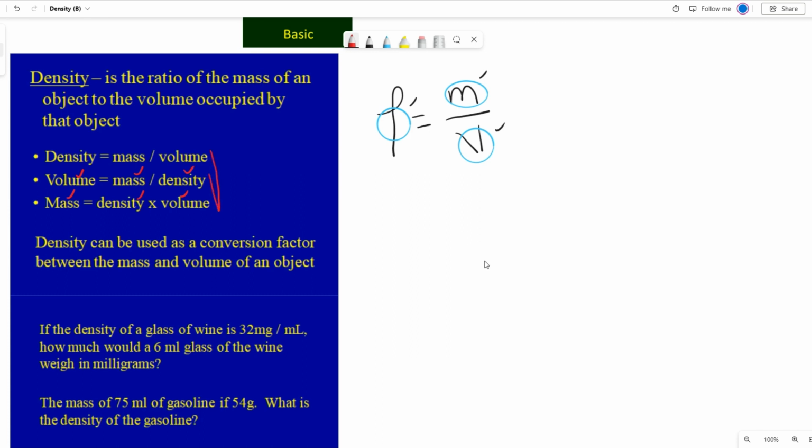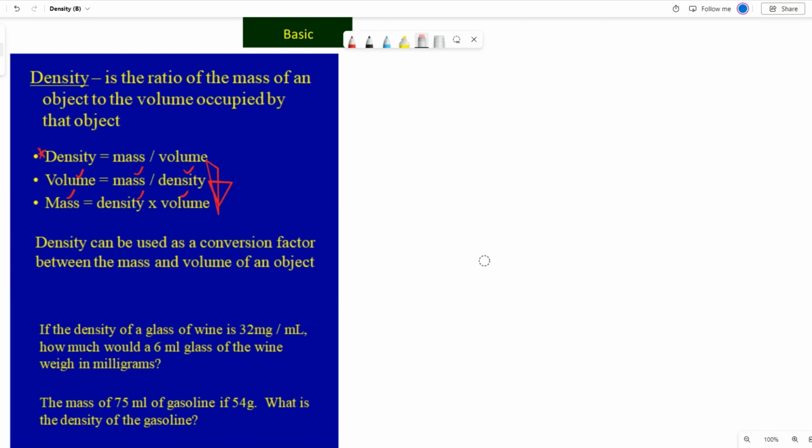Now, of these three formulas, the only one that you really need to know or memorize is the top one. Because if you have an understanding of the factor label method, you can use the density itself as a conversion factor to convert back and forth between the mass and the volume of an object. So you really don't need to memorize the other two versions. Today we'll take a look at three problems and see how we can solve them using the density formula, density equals mass divided by volume. So let's get started.